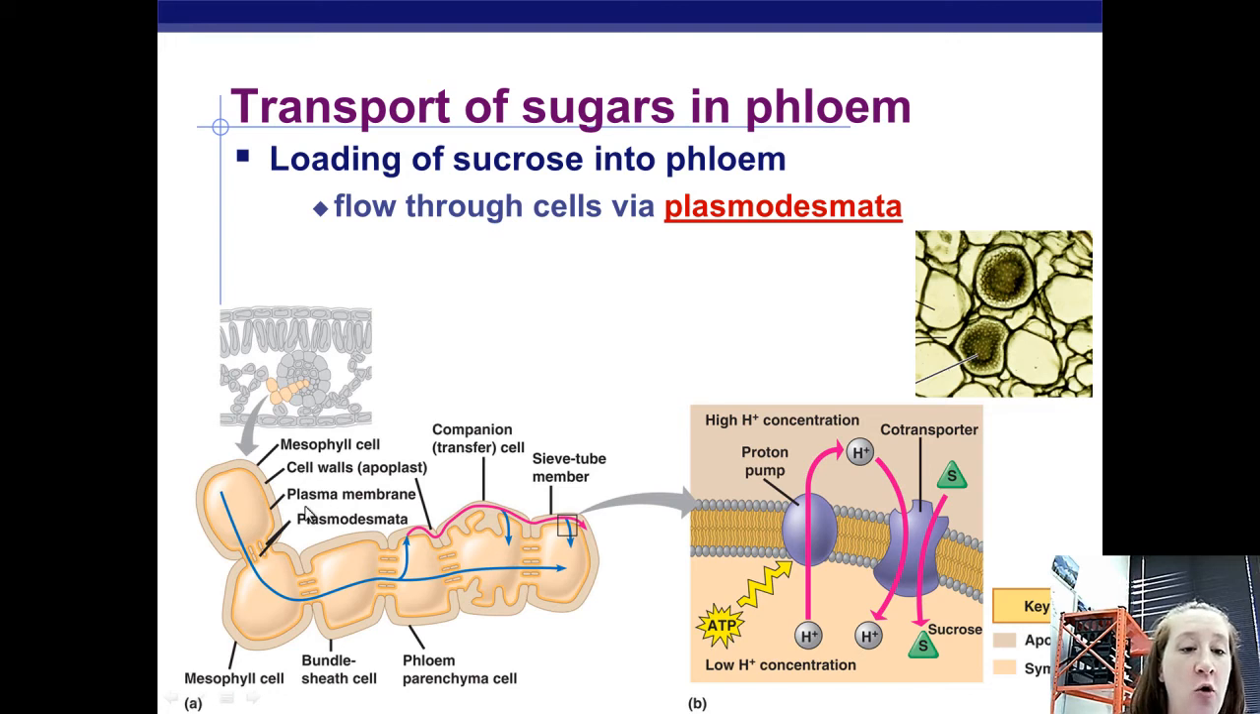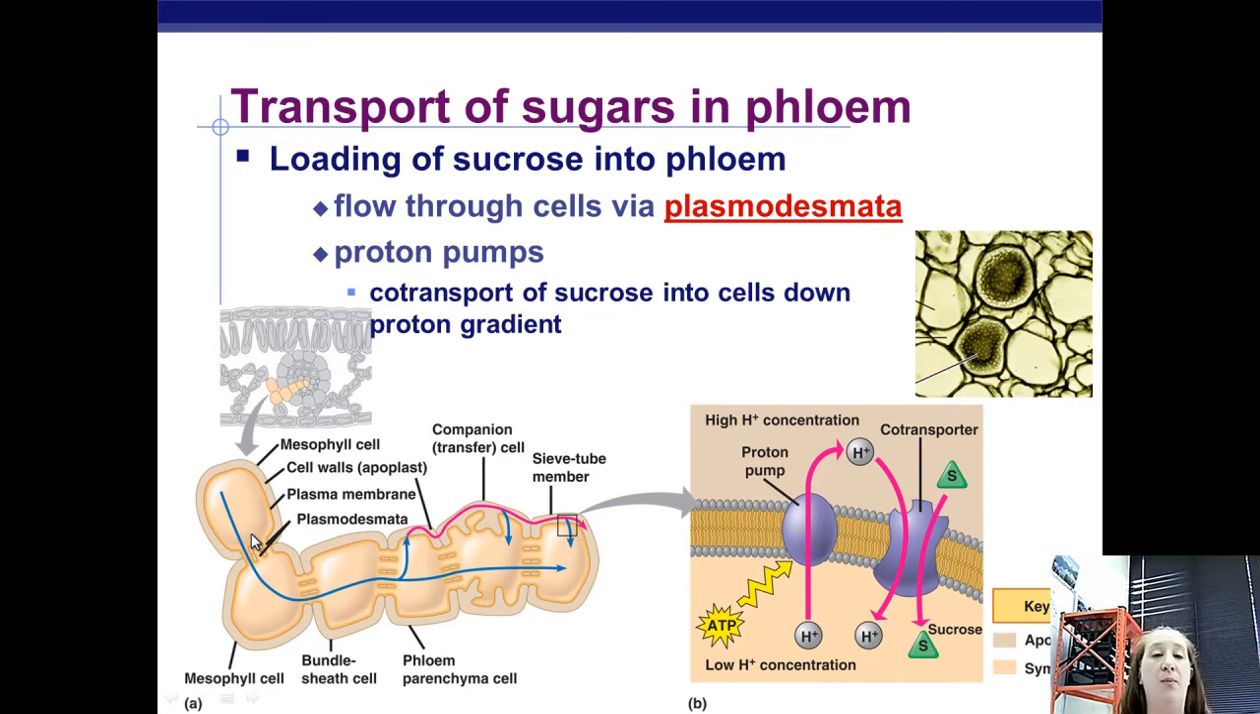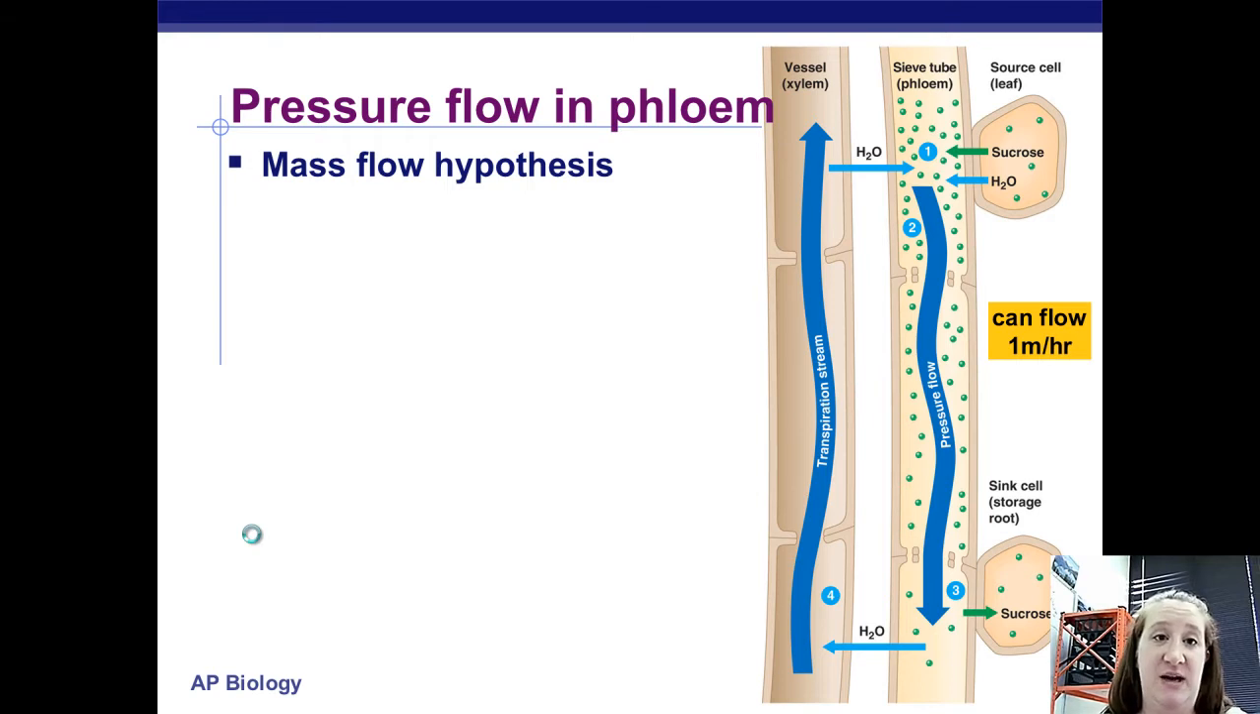Okay, and those are the openings in the cell walls between cells, so that the materials don't have to go through the cell membrane, through the cell wall, through the next cell wall, through the next cell membrane to keep going. It can just go cell to cell straight through. Makes for a more efficient route. Okay, you've got proton pumps that are going to help really pump sucrose down its proton gradient and into these cells of the phloem to really get it moving as fast as possible.